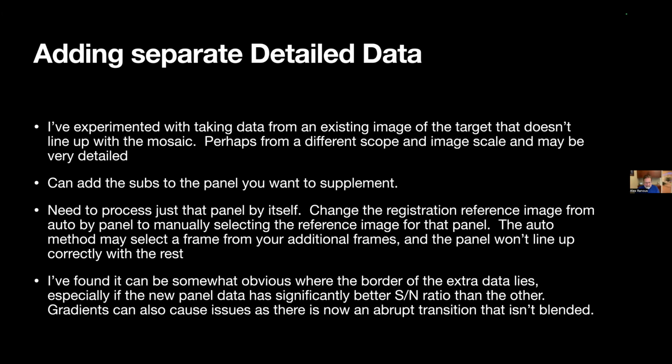And so I have a 2-panel mosaic. I was thinking, is there a way to take the data from my single panel image and incorporate it into my mosaic? And I figured out a way to do it. Basically, you copy all the subs from your single panel into one of your panel directories where it has all the subs. And you're going to process it and integrate it all together. And the trick is, you have to process that panel separately. You can't just put all the data into WBPP and do it all in one shot.